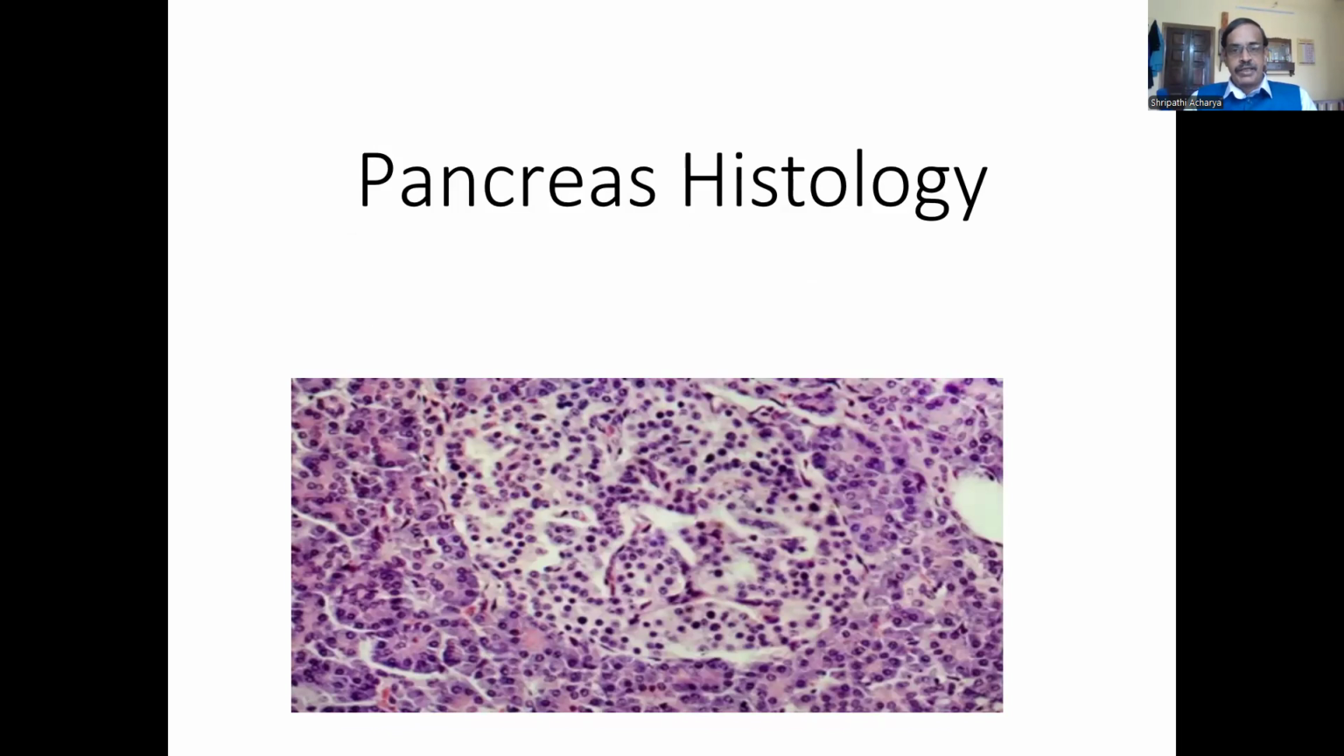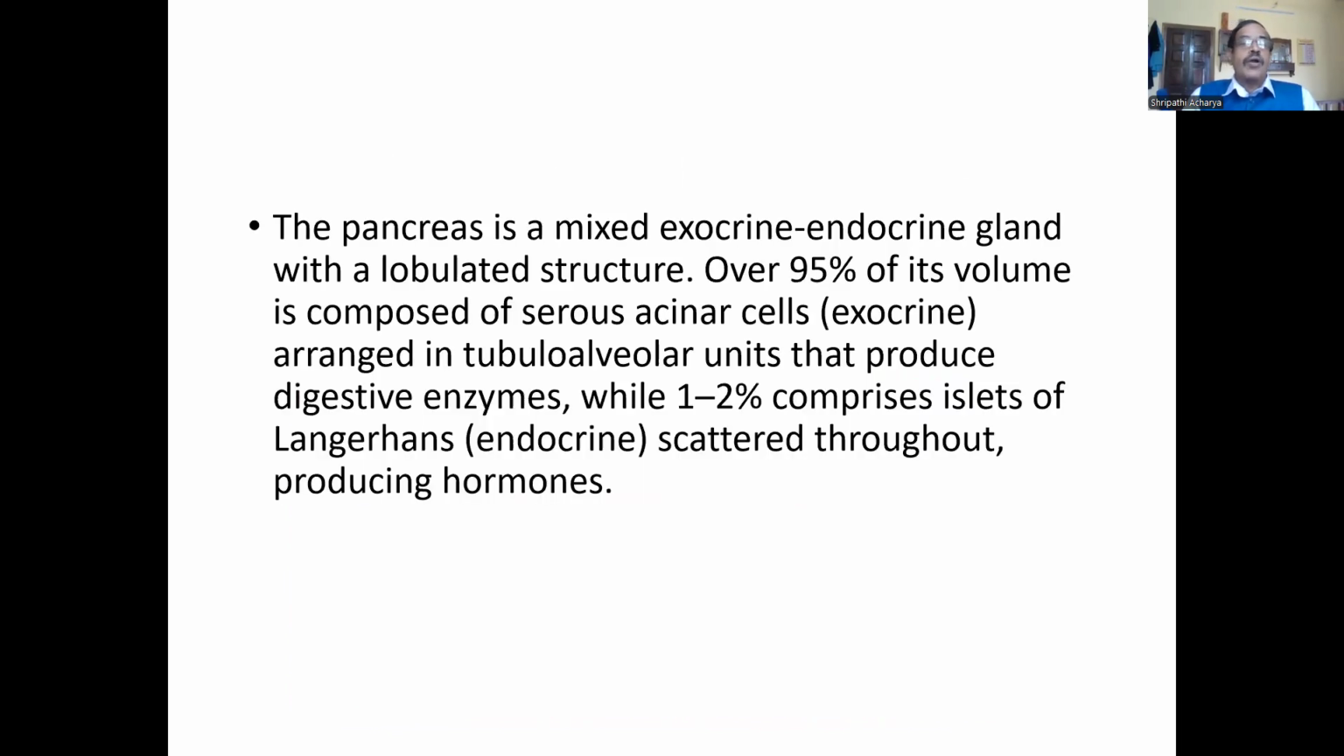Next is pancreas histology. The pancreas is a mixed exocrine endocrine gland with its lobulated structure. Over 95% of its volume is composed of serous acinar cells, exocrine, arranged in tubulo-alveolar units that produce digestive enzymes, while 1 to 2% comprises islets of Langerhans, endocrine, scattered throughout, producing hormones: insulin, glucagon, somatostatin.